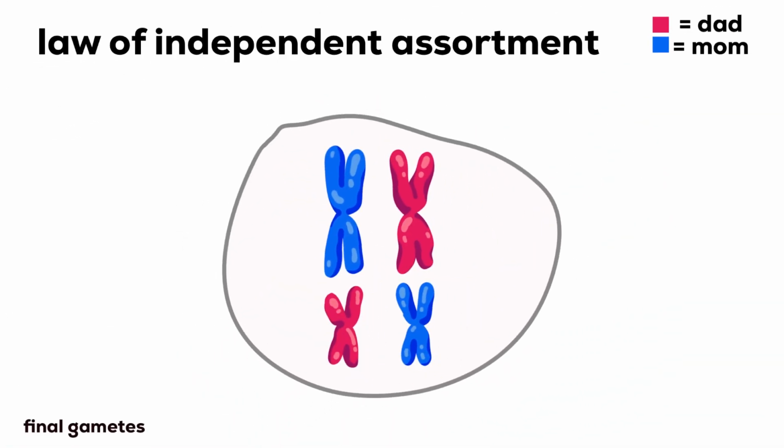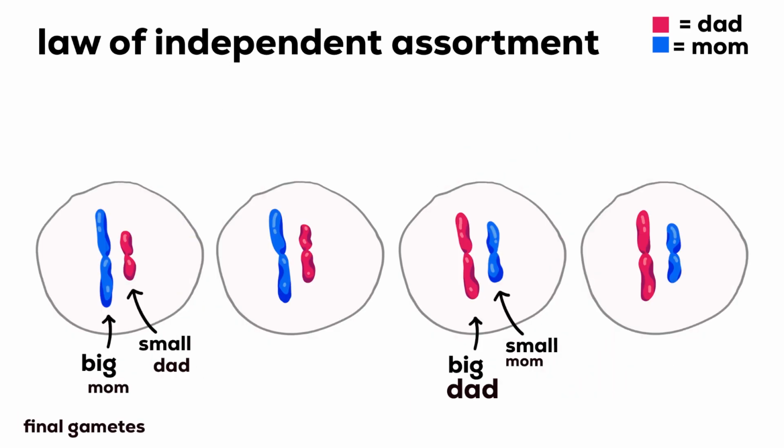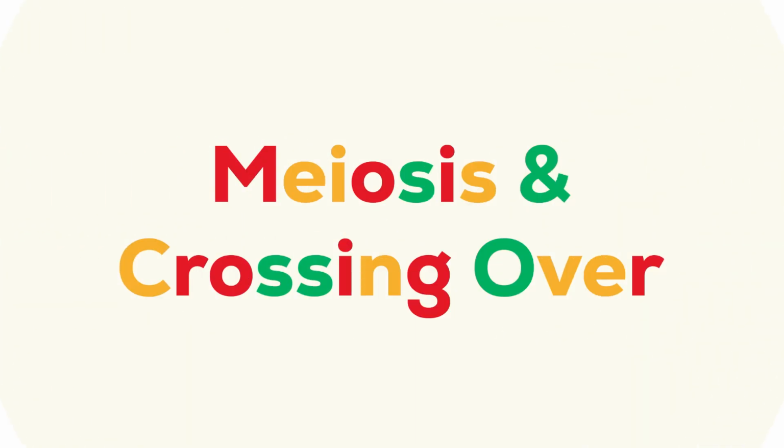With the law of independent assortment, it states that unique chromosomes are inherited randomly compared to other chromosomes. So while you will get one big and one small chromosome, whether it's red or blue won't have an influence on each other. Red and blue in this scenario represent paternal and maternal chromosomes. This creates 8.4 million possible chromosome combinations for humans.